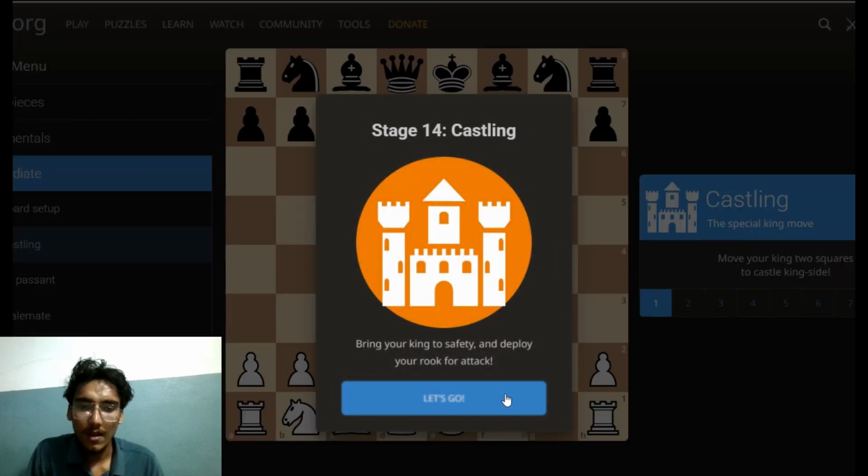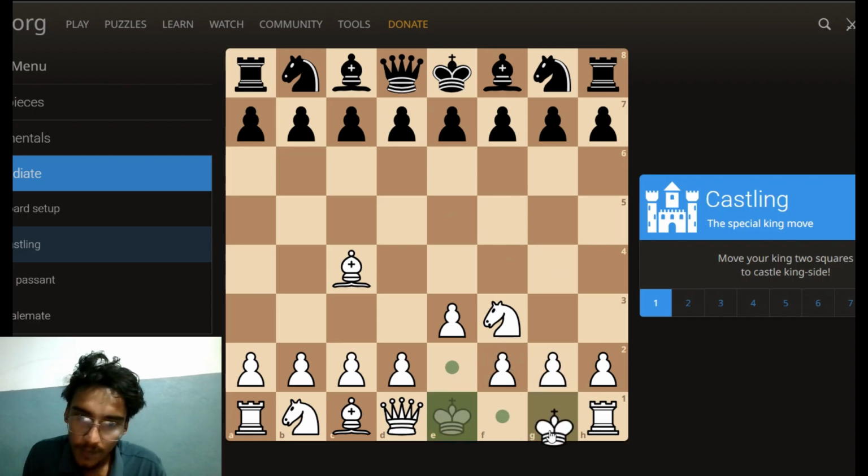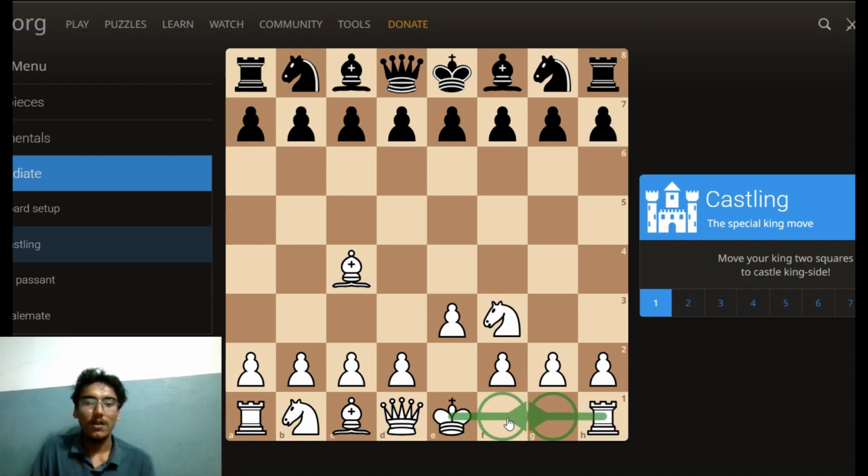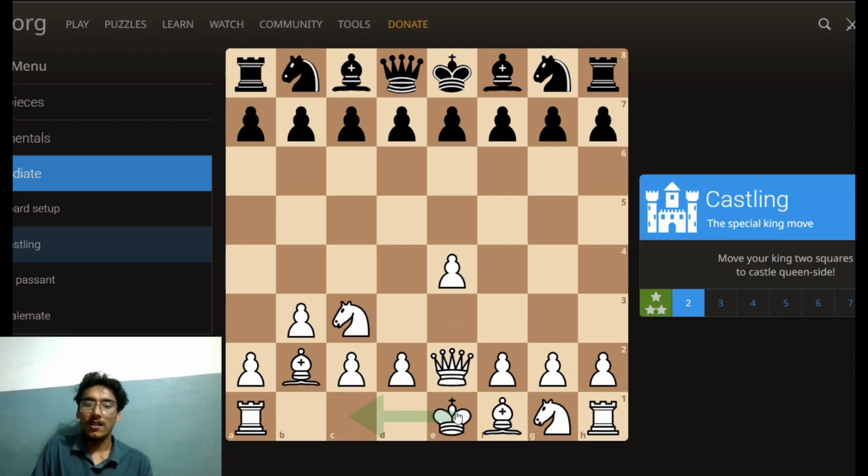Castling. Castling is that one special move in which we can move the king two squares apart, and we can move this king to here and the rook will come here. So this is the special move. It's called castling. And there are two types of castling.